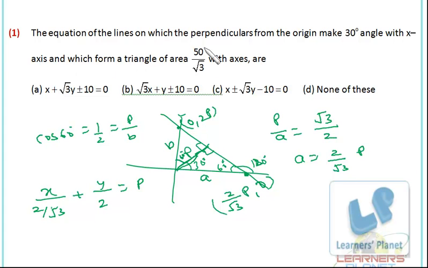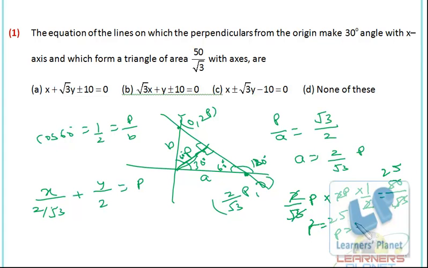In the given question, we have been given the area of this triangle. See, we are getting this triangle, and the area of this triangle will be nothing but half of a into b, right? The area of this triangle is half of this length into this length. Now what is this length? 2 by root 3 p. What is this length? 2p. And half of this is nothing but the area of the triangle. So it is 50 by root 3. So root 3 is cancelled, 2 and 2 cancelled, it is 25. So p square is equal to 25. So p will be 5.